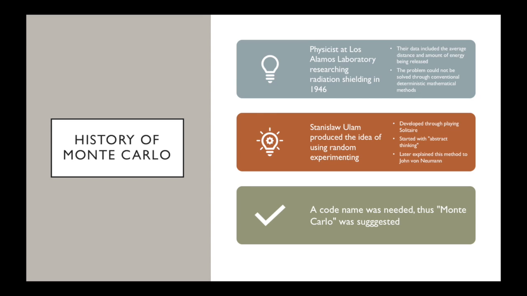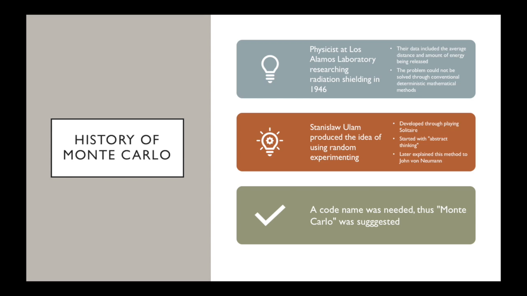Even though they had all of this data, it still didn't help them to predict the next collision that would happen or the amount of energy that would be released from that. So they couldn't use conventional mathematical methods. They had to figure out something else. Stanislaw Ulam, another physicist, was the one to come up with the idea of using random experimenting.